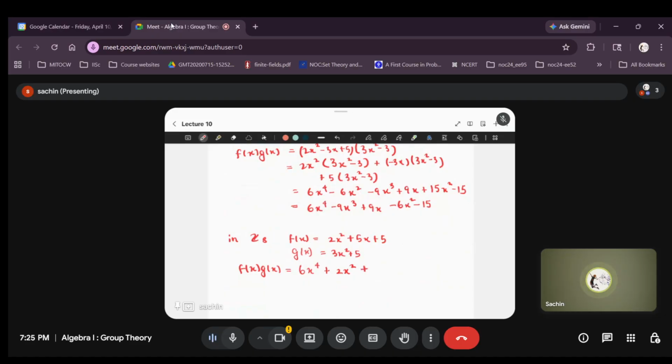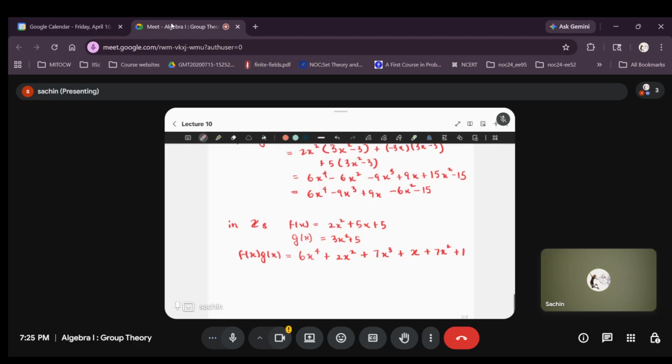Then you have 5x into 3x² plus 5, which is 15x³, which is 7x³, plus 25x, which is x, plus 5 into 3 is 15, which is 7x², plus 5 into 5 is 25, which is 1. You have 6x^4 plus 7x³ plus 2x² plus 7x² is 9x², is x², plus x plus 1.